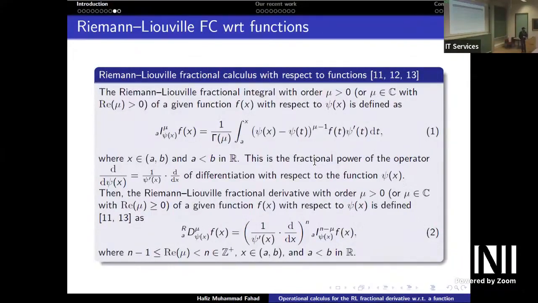Next, we have some basic definitions of fractional calculus. First, we define the Riemann Liouville fractional calculus with respect to functions. The Riemann Liouville fractional integral with order mu greater than 0 of a function f with respect to a function psi is defined in equation number 1. And the Riemann Liouville fractional derivative with order mu greater than 0 of a function f with respect to a function psi is defined in equation number 2.